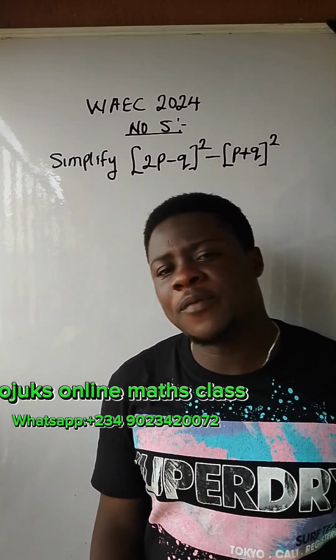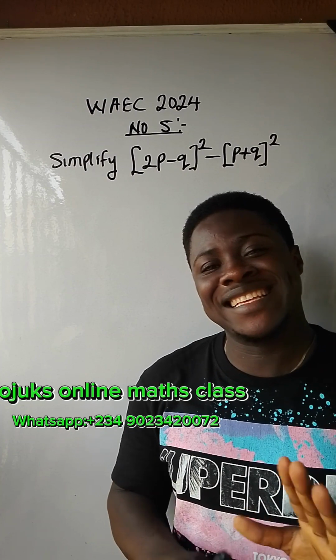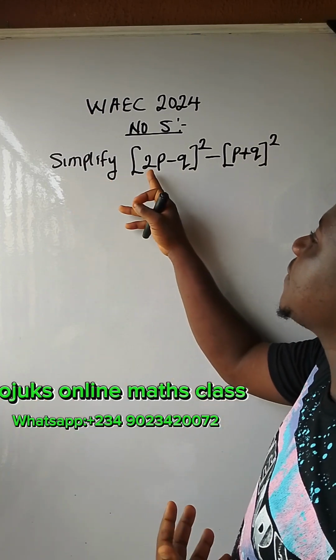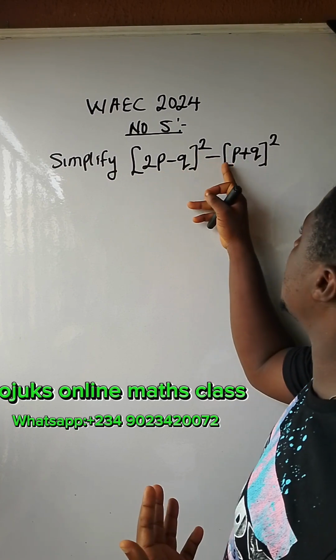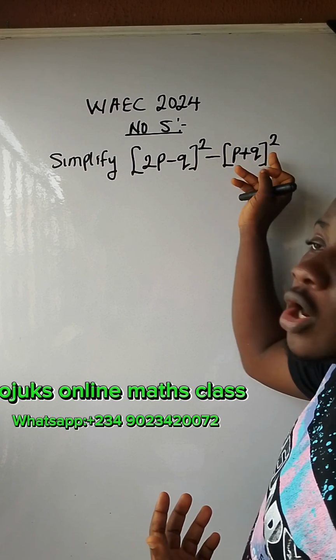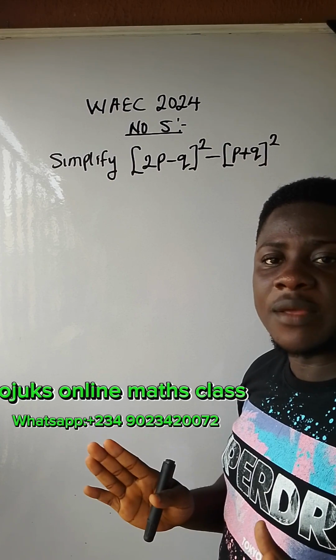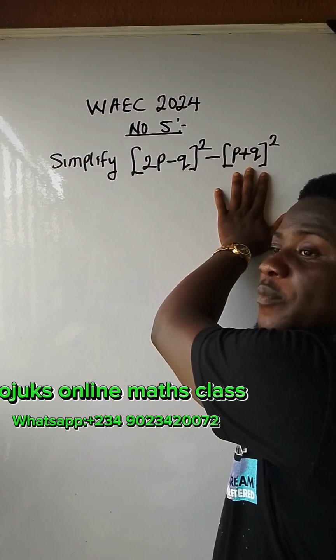Let's simplify this expression on the board. Believe me, it is very simple. We are asked to simplify (2p − q)² − (p + q)². The first thing we need to do here is apply the method of expansion. We have to expand these two brackets.